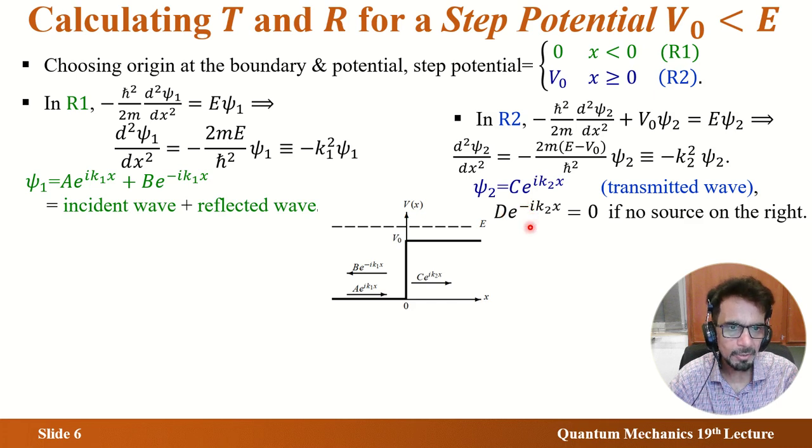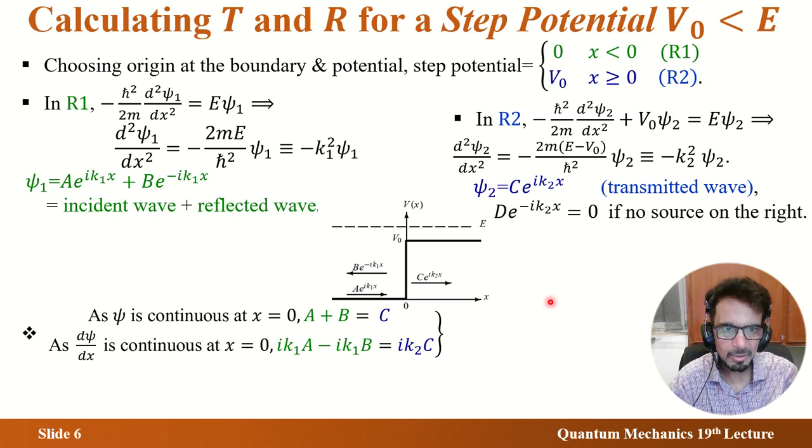But D I have not shown, because this minus means it's left moving, but in the right region, left moving would be coming from the right, and my boundary condition is that there's no source on the right, so that means there's no D wave. So actually we have only A, B and C waves.